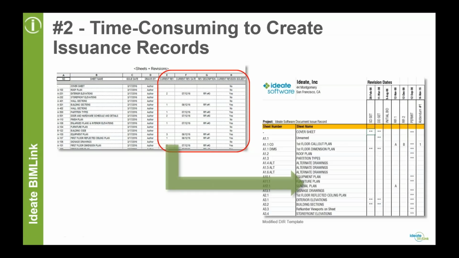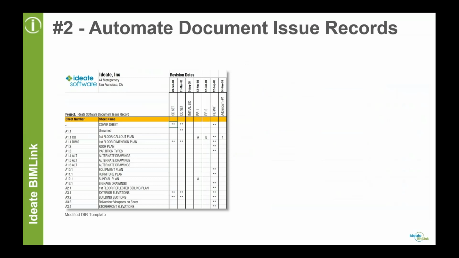The problem, of course, is that what we really need is something like this. We need a list of every sheet that's part of the set, and going across the top, every issuance and whether it was part of that or not, and if it was, what the number was and the numbering schema for that. So we need that kind of record. It's often part of the deliverable. It's often part of how we manage and reduce our liability for changes that we've made. And this is something that can be automated fully.